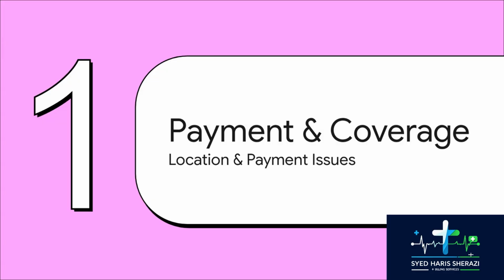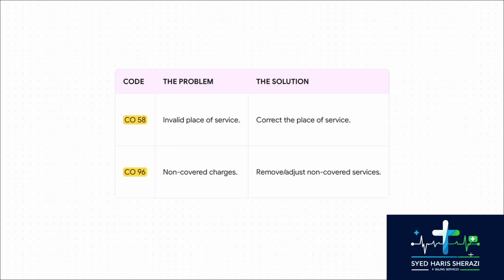Okay, first up, we're tackling the absolute fundamentals, payment and coverage errors. These are the codes that flag the really basic stuff, like where a service happened, what was actually covered, and who's supposed to get the check. You know, if you can just nail these details on the front end, you'll prevent so many fires on the back end. Just look at how straightforward these first two are.